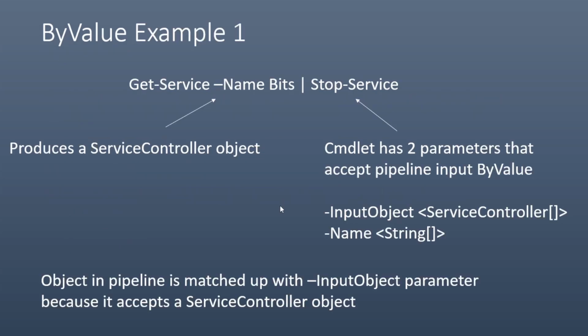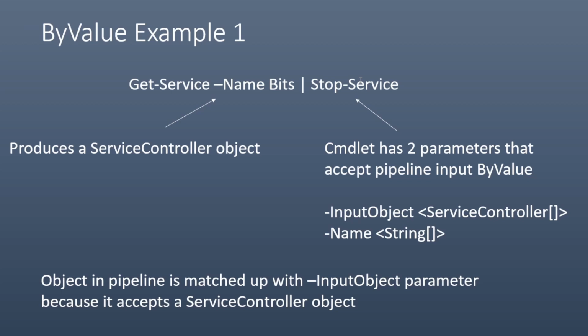Right? So let's look at a couple examples here. So start off with our first example here where we have this line here. So we see get service name bits, and we're piping that over to stop service. Right? So this is grabbing the bits service and attempting to stop it. Now, the first part of this, the first commandlet on this command line will produce a certain kind of object. So in this case, it produces a service controller object. Right? And then that service controller object is piped over to the stop service commandlet.